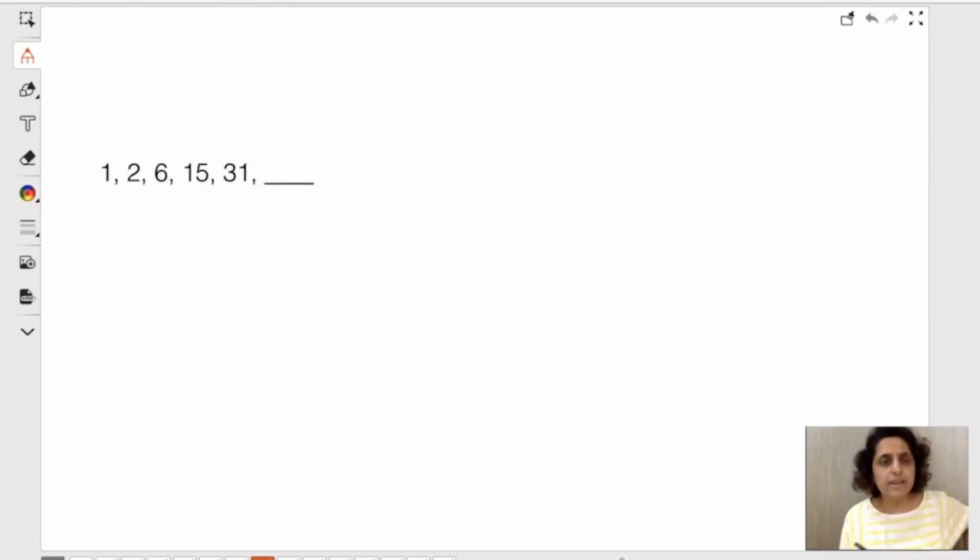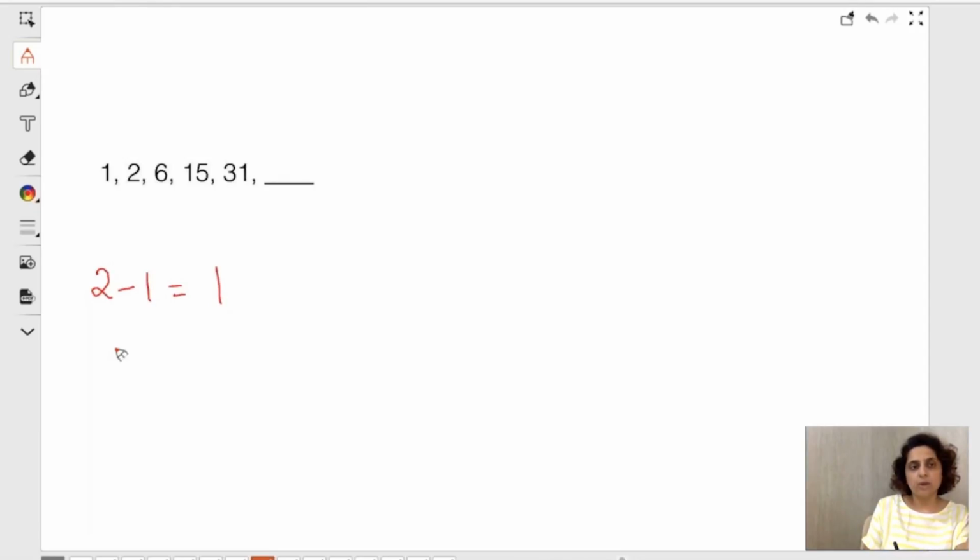Okay, here's the next sum of number series. What do we see here? 1, 2, 6, 15, 31. Let's find out again. Let's start with finding the difference between the consecutive numbers in the series. So what is 2 minus 1? That's 1. What is 6 minus 2? That is 4. What is 15 minus 6? That's 9.